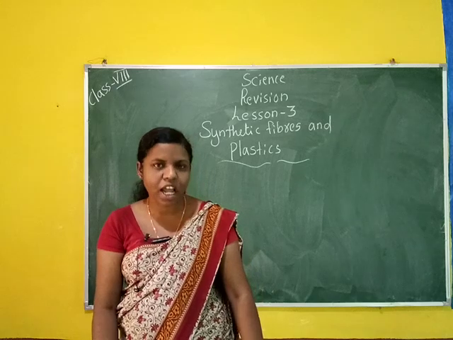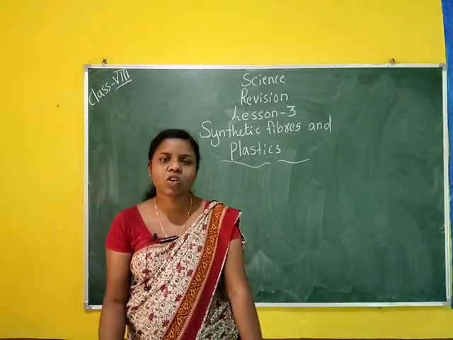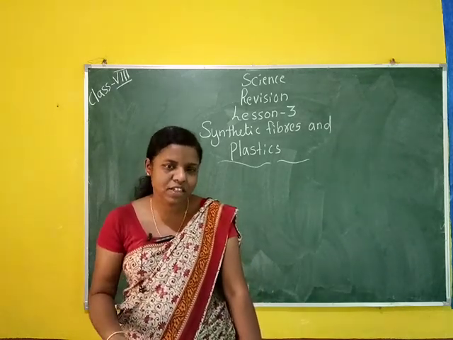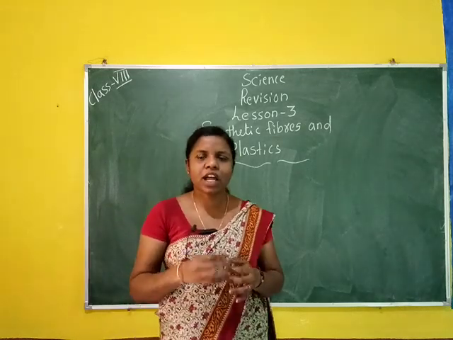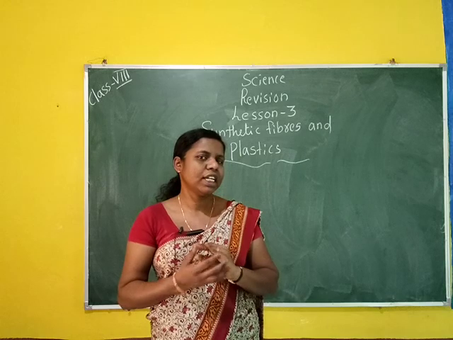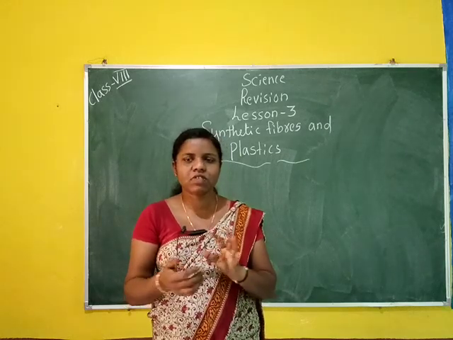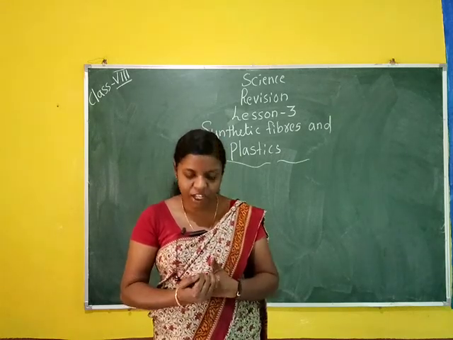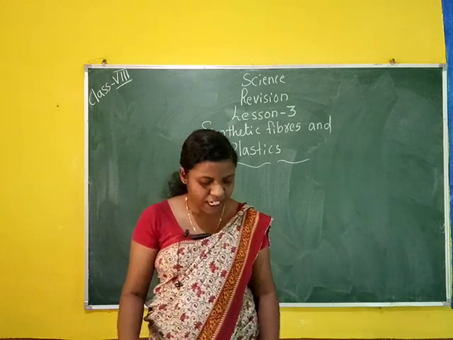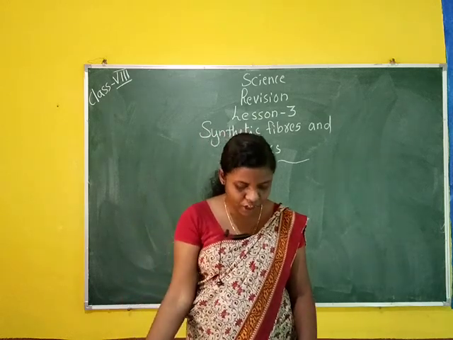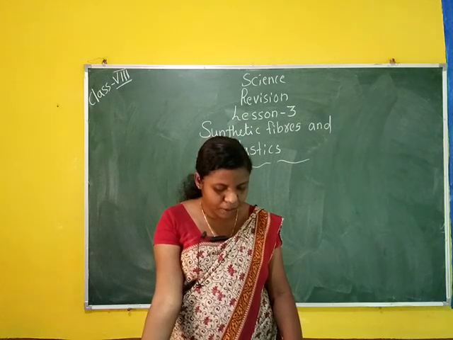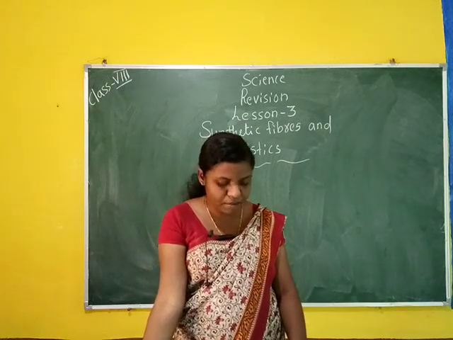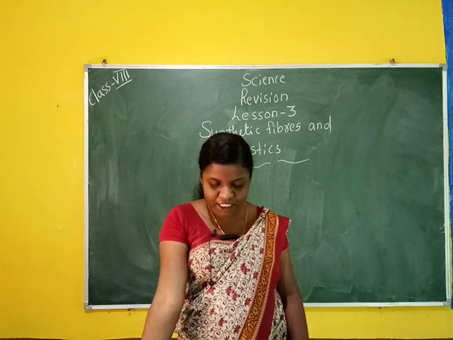Then nylon. Nylon is very strong, durable and elastic. It is used to make parachutes and ropes for rock climbing. It is stronger than steel wire. Then next is acrylic. Acrylic is a synthetic fiber. It has a wool-like feel. It is used for making sweaters, shawls, blankets and carpets.